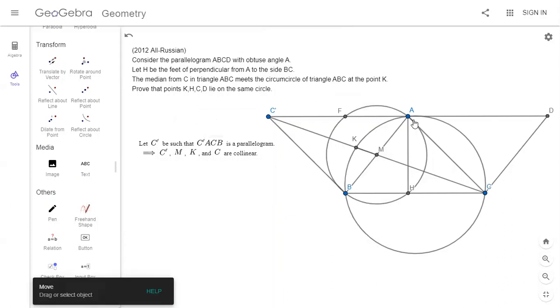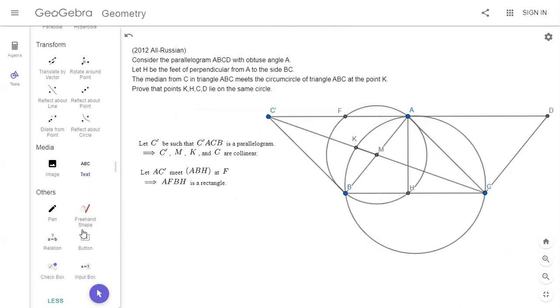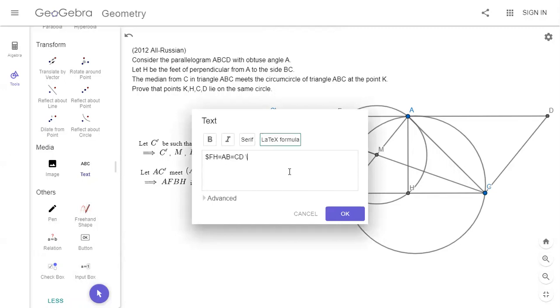Let AC prime meet. Okay, so we drew in the circle after. So we know that FHCD is cyclic. So FH equals AB equals CD. Cyclic isosceles trapezoid.